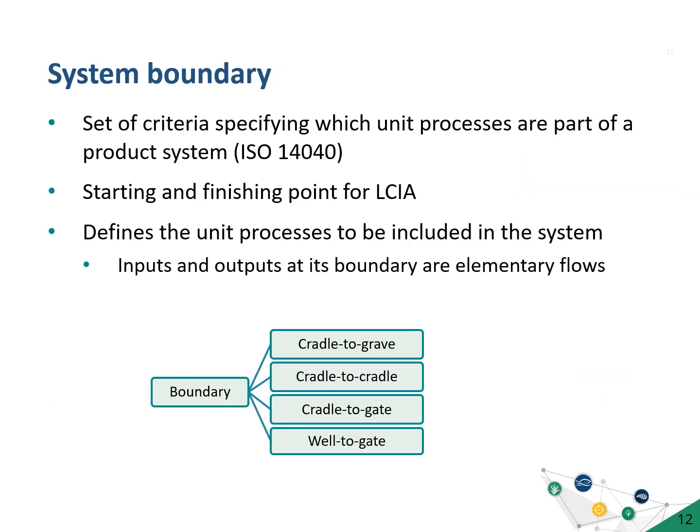So the system boundary. We need to set the criteria specifying which unit processes are part of the product system. So it's defining the start and finish point of the life cycle assessment. So you need to define the unit process to be included in the system, and you consider all the inputs and outputs as the elemental flows. So it can be from cradle to grave, cradle to cradle, cradle to gate, or well to gate, depending on what you're considering.